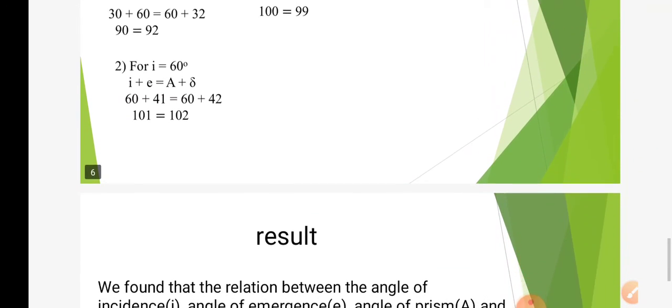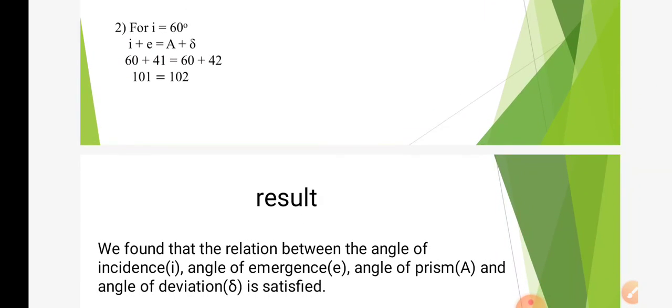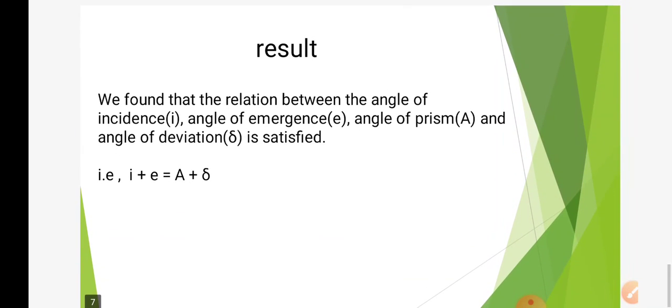So in this way we have verified the result. The conclusion that we have taken is that we found the relation between the angle of incidence, the angle of emergence, angle of prism and angle of deviation is satisfied. So we have satisfied the equation by this experiment.